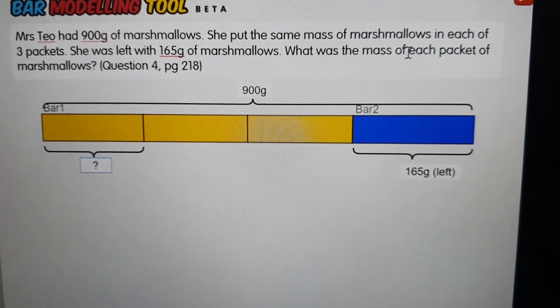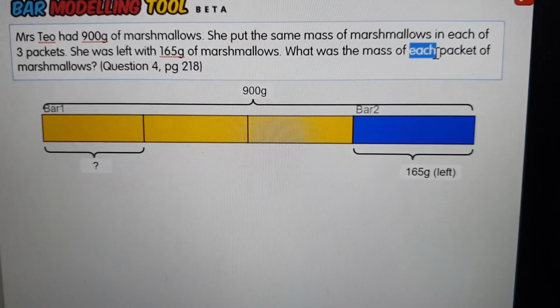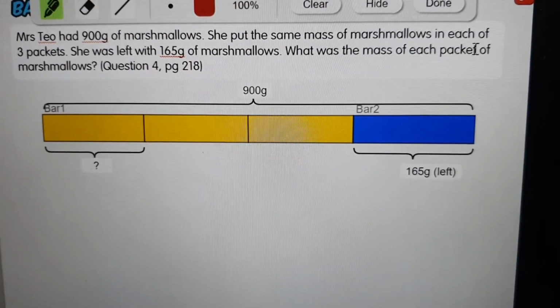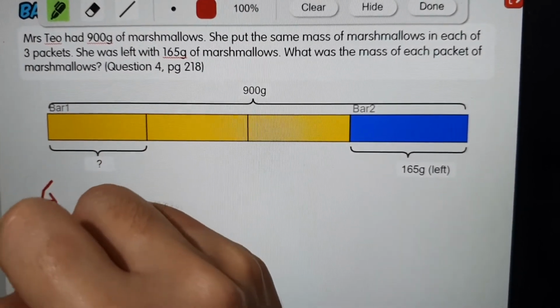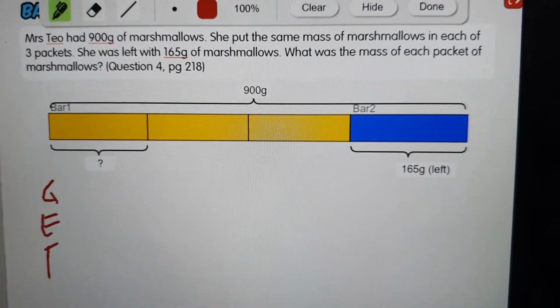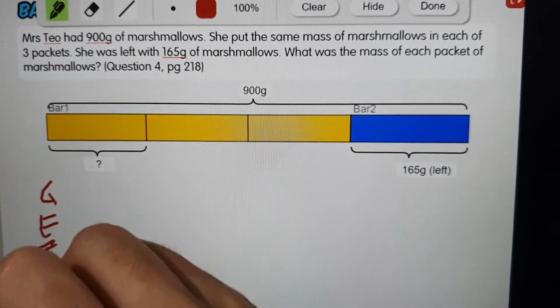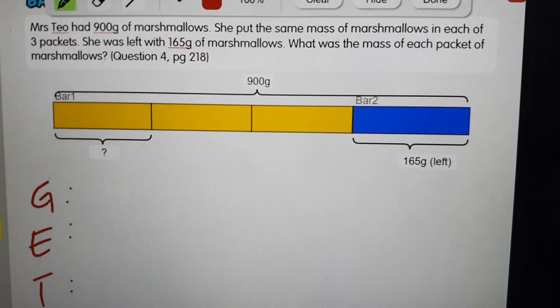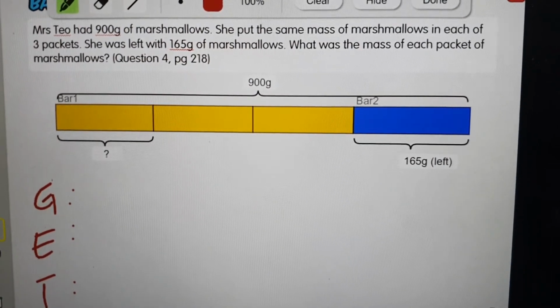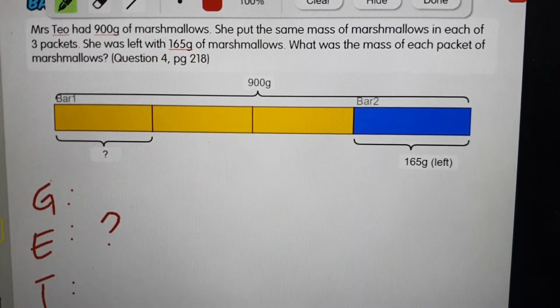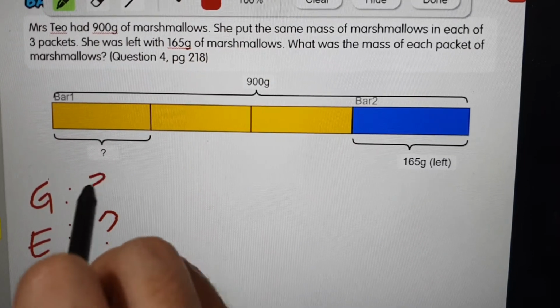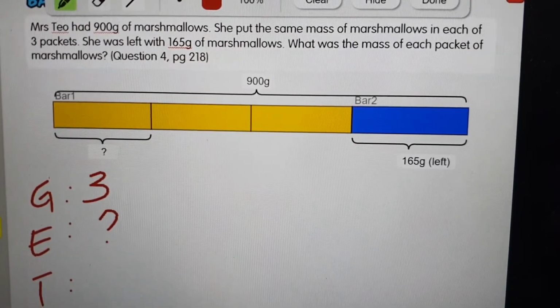Okay, and remember I told you before, if you see the word each, what should be appearing in your mind already? Good. You should be able to tell me G, E, T. So, since the question is asking you to find each packet, I know that each is going to be my question mark. And I know that I'm going to put into 3 packets, so I know that my G is going to be 3. What do you think my total is going to be?